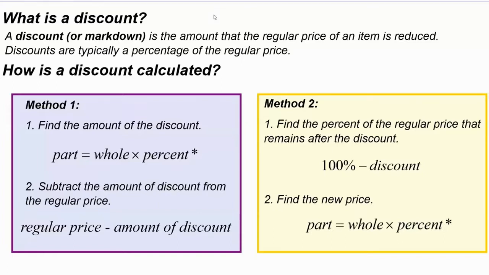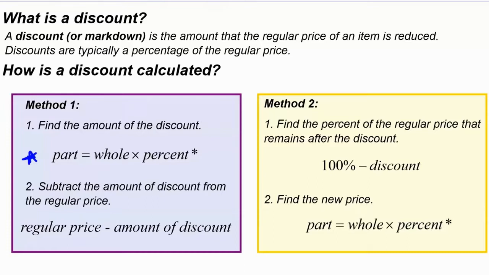There's actually two methods for calculating a discount, and it doesn't matter which one you use, you will still find the correct discount no matter what. So method one would be to find the amount of the discount. And again, this is a part to whole relationship. So the discount is the part and the regular price of the item is the whole. So again, we're going to see that percent equation. Again, you can use the percent proportion, but I'm using the percent equations just because they're a little bit faster, and we've used them quite a bit.